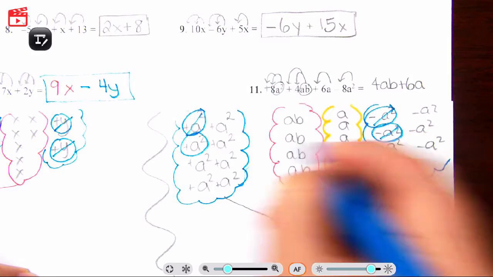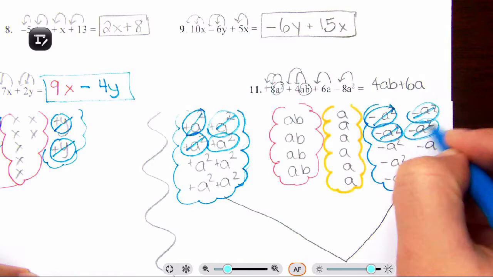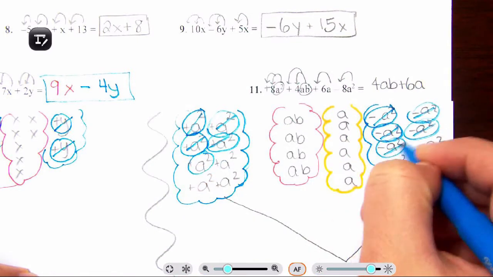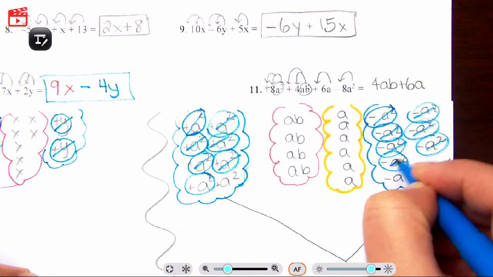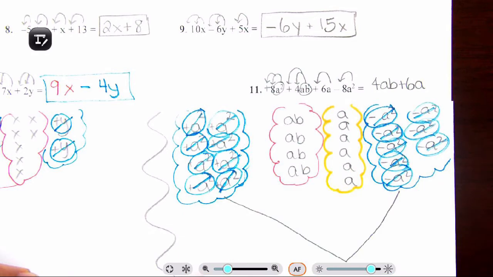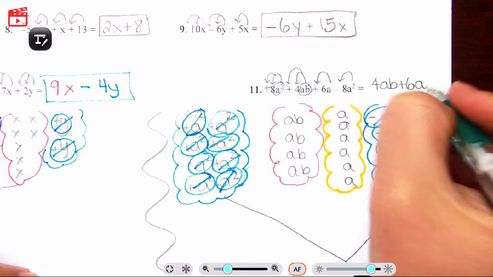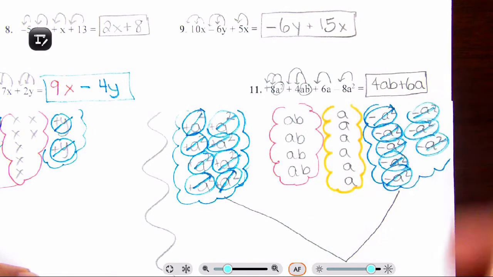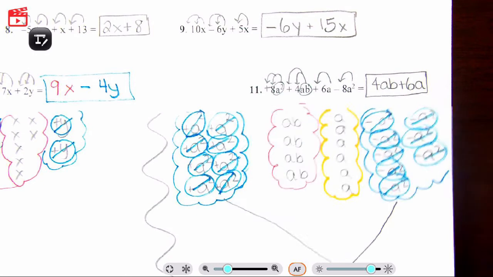Positive and negative, nothing. Positive, negative, cross it out. So what are we left over with? We have no more positive A squares and we have no more negative A squares. So we are no longer having any A squares. So what is my final answer? My final answer is what we do have, and that's 4 ABs and 6 A's total.